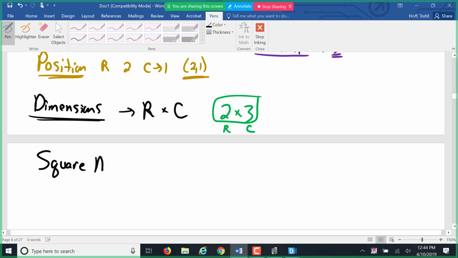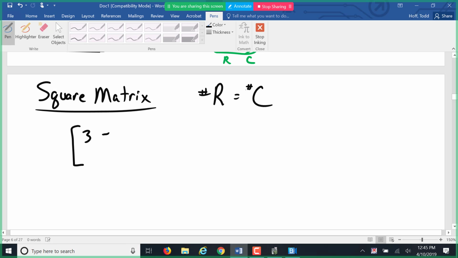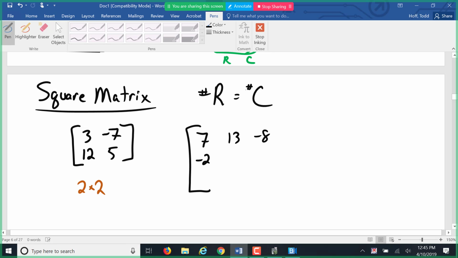We have special matrices called square matrices or square matrix. In a square matrix, the number of rows equals the number of columns. So a square matrix might look like that. That would be a 2 by 2 square matrix. This, of course, would be a 3 by 3 square matrix.